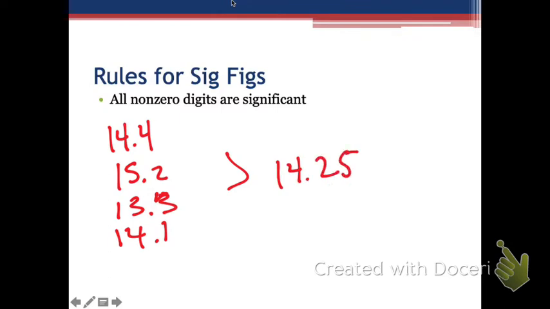14.25. Now, here's the problem. I cannot report that number as my average because it is more precise than my original measurements. Do you see the difference? I only measured my original values to the tenths place. So it's not fair for me to give an average or a final calculation that is more exact than one of my measurements. You can't just do the math and then end up with a number that's more exact than our original measurements. So our significant figures rules will tell us we have to round that to be 14.3.